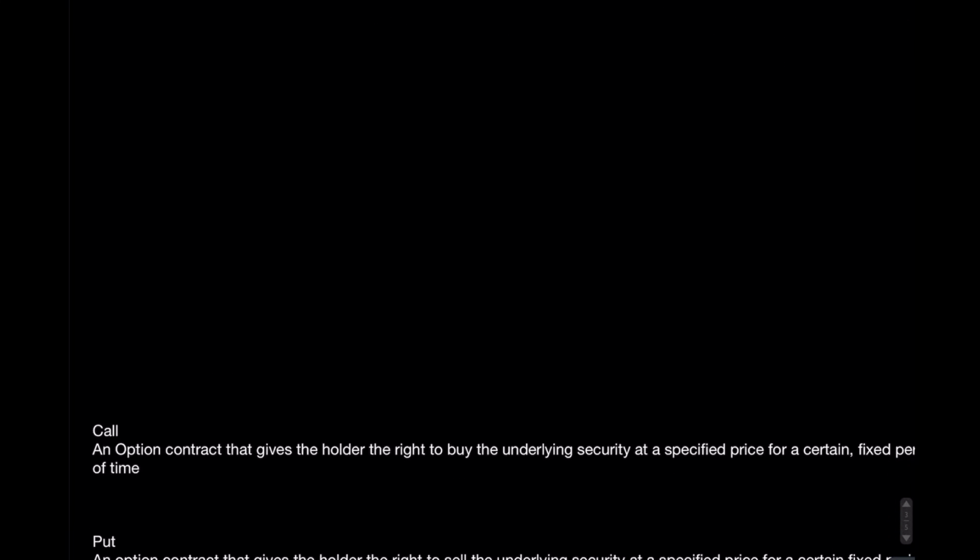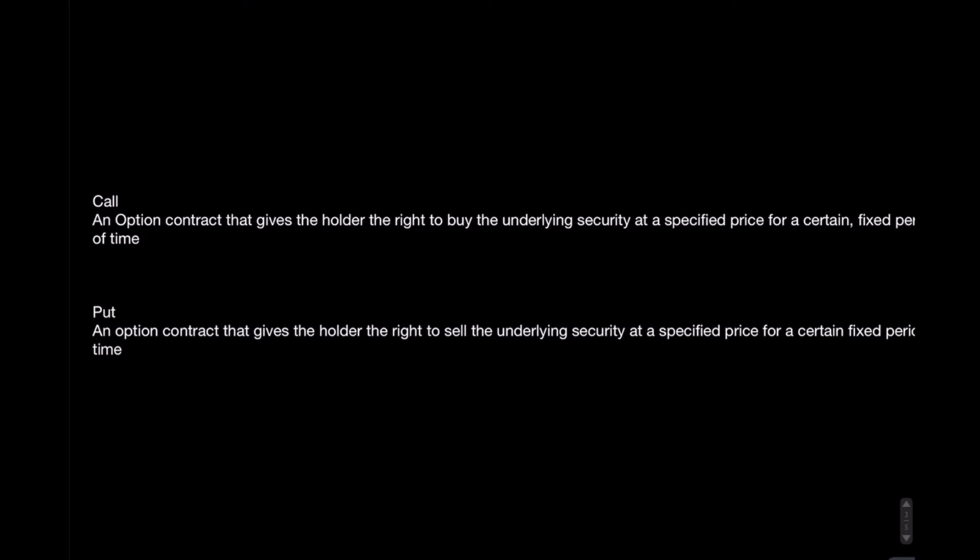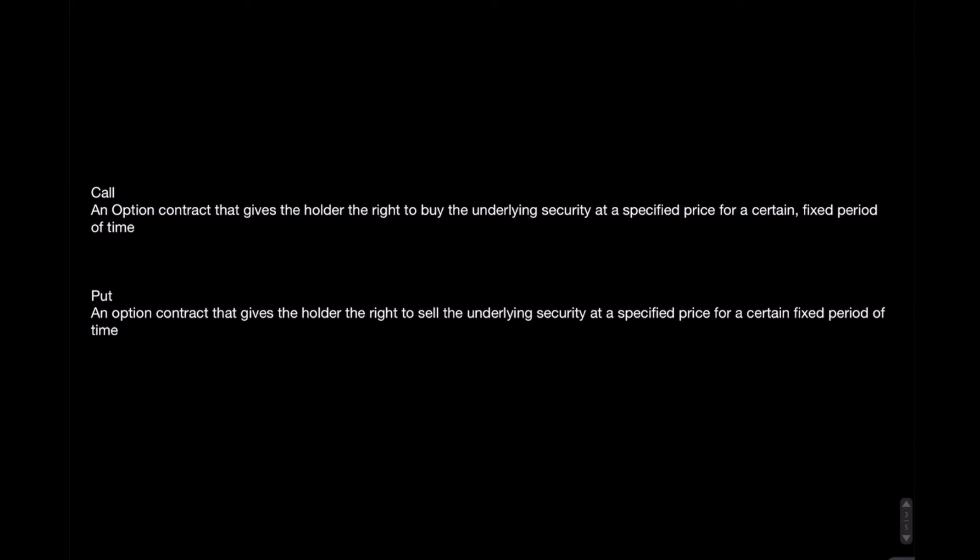Let's go into the nitty-gritty and go over the definition. You have two kinds of options: call options and put options. A call option is an options contract that gives the holder the right to buy the underlying security at a specified price for a certain fixed period of time. A put option is an options contract that gives the holder the right to sell the underlying security at a specified price for a certain period of time. So one gives you the right to buy, the other gives you the right to sell.